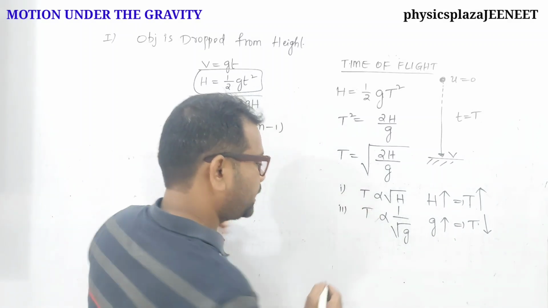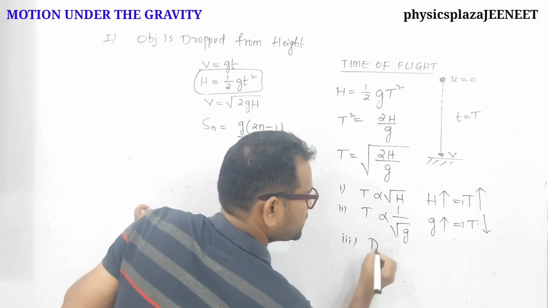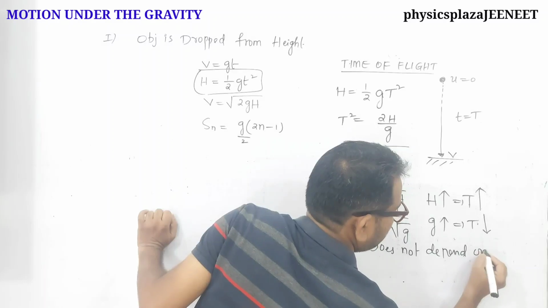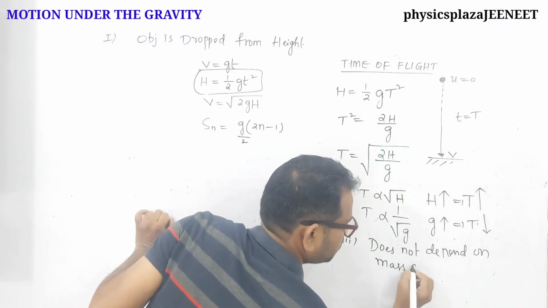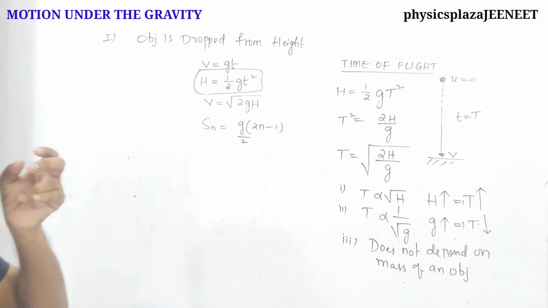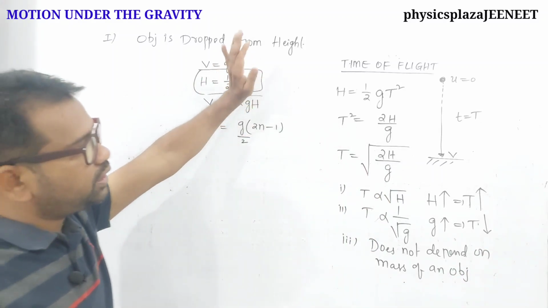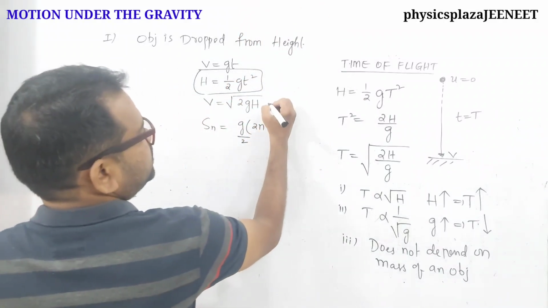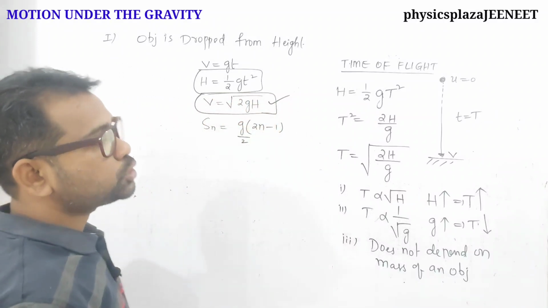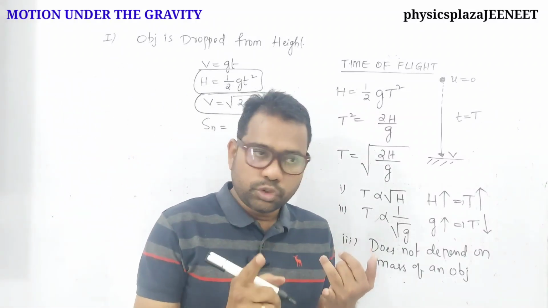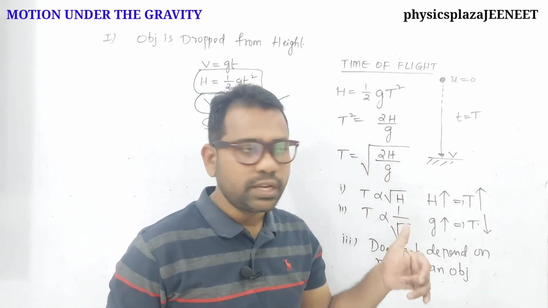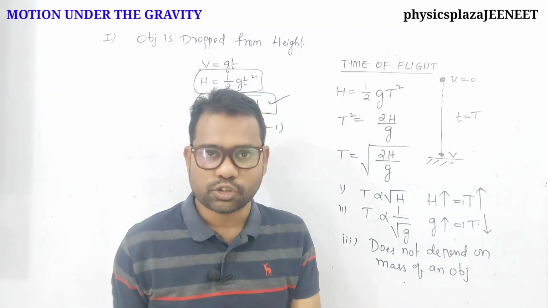Fine. And one more important thing is that time of flight does not depend on the mass of an object. So these are the formulas: the velocity attained, that is the final velocity attained by a body dropped from a certain height, is v is equal to square root of 2gh, and time of flight is equal to square root of 2h by g. Okay, just copy this. Then at least one or two numericals we will try to solve. Come on, copy it.